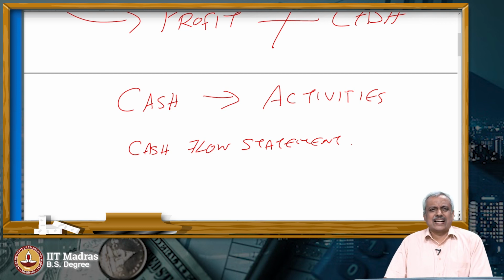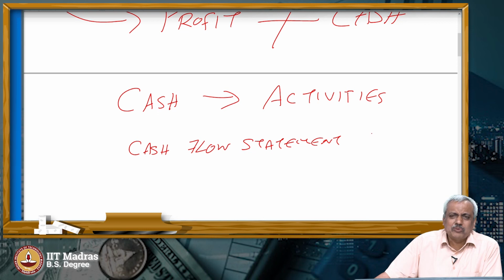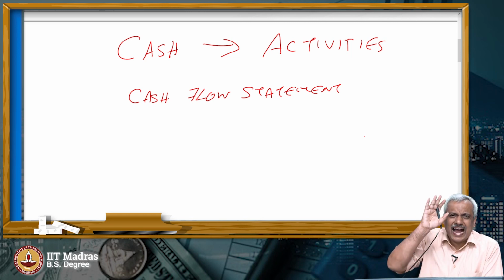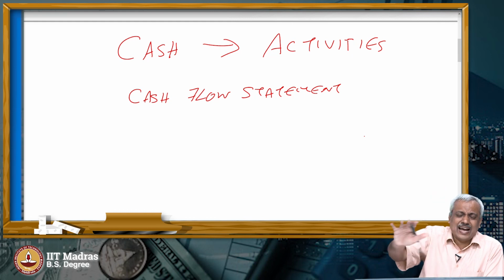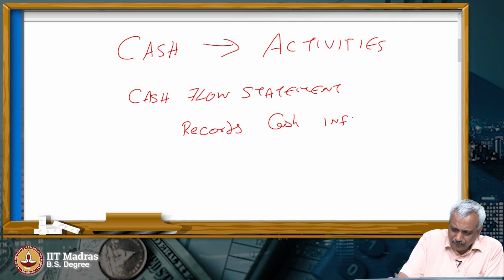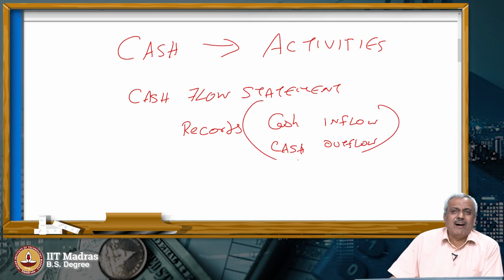Now, the cash flow statement. What does a cash flow statement tell you? If I have to make it very simple, forget about the accrual concept. Cash flow statement is on actuals. That is, it records cash inflow, it records cash outflow. That's all. All the cash coming in will find a place in the cash flow statement. All the cash going out of the business will find a place in it.